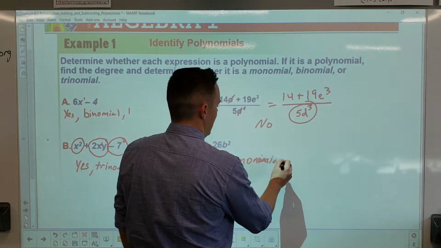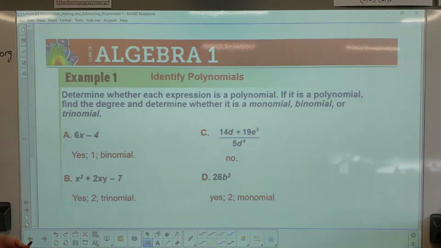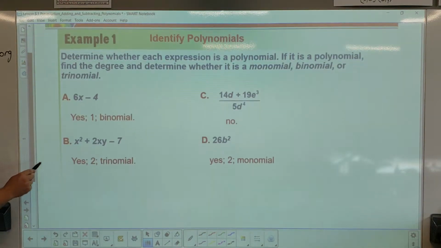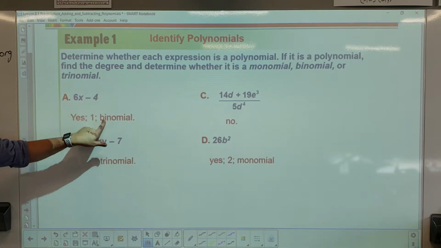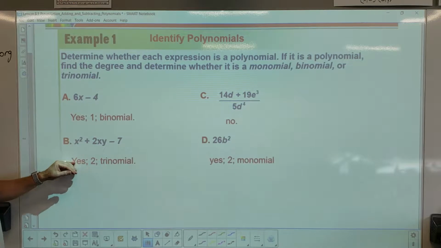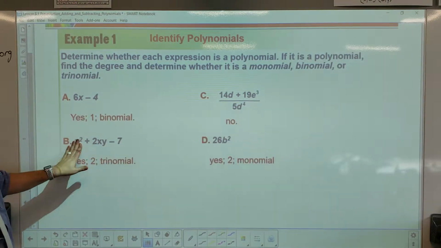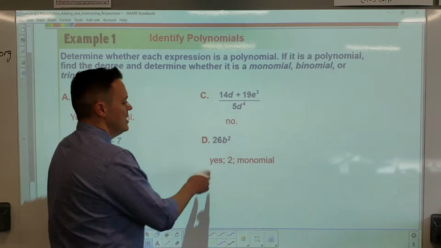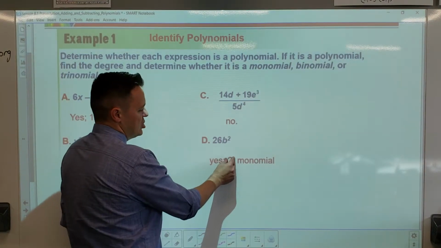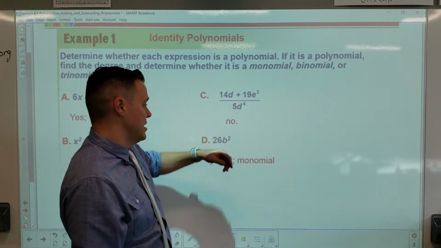Monomial. And the highest degree is 2. Okay, so here's the actual setup. Yes, 1 binomial. This is a no. We showed you why. B, yes. The degree is 2, and it is a trinomial because there's 1, 2, 3 pieces to it. This is yes. It's 2 to the degrees, and it's a monomial. Okay, because there's only 1 piece here sitting by itself.